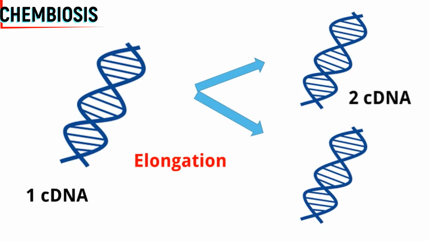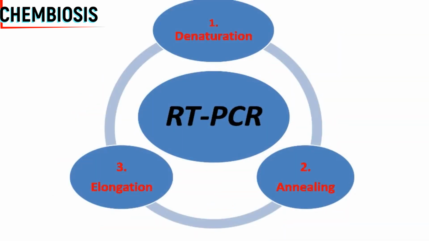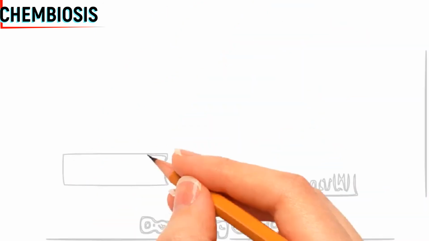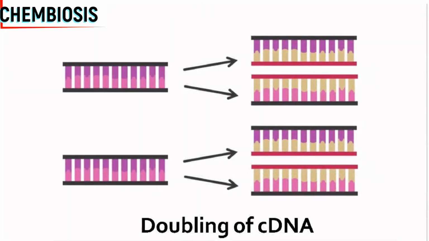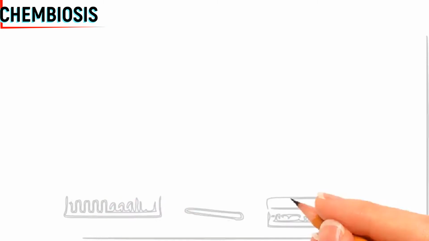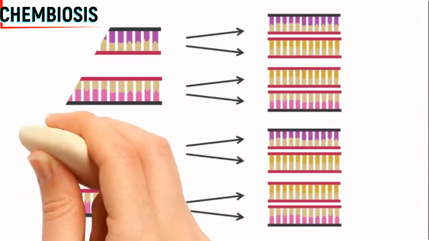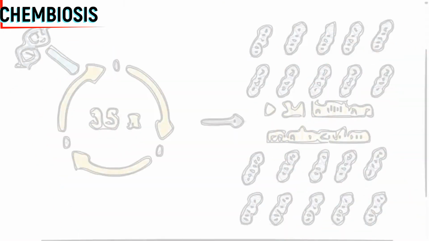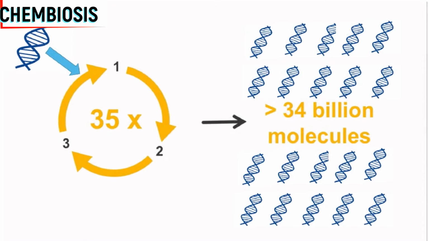So these three steps, denaturation, annealing and elongation, keep repeating in a cyclic manner, and in each cycle the number of cDNA gets doubled. So if this process started with a single piece of cDNA, after completion of 35 cycles, it would generate more than 34 billion cDNA molecules.